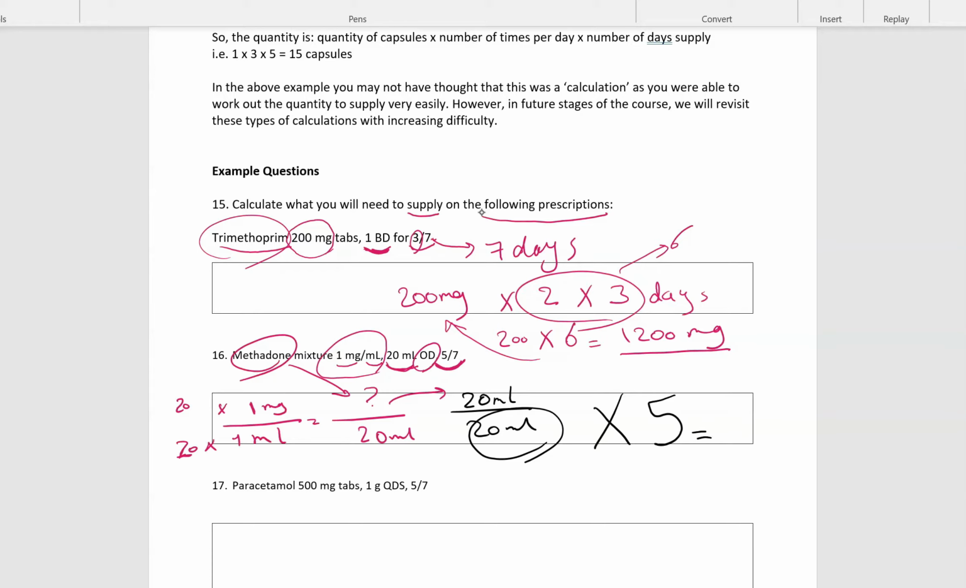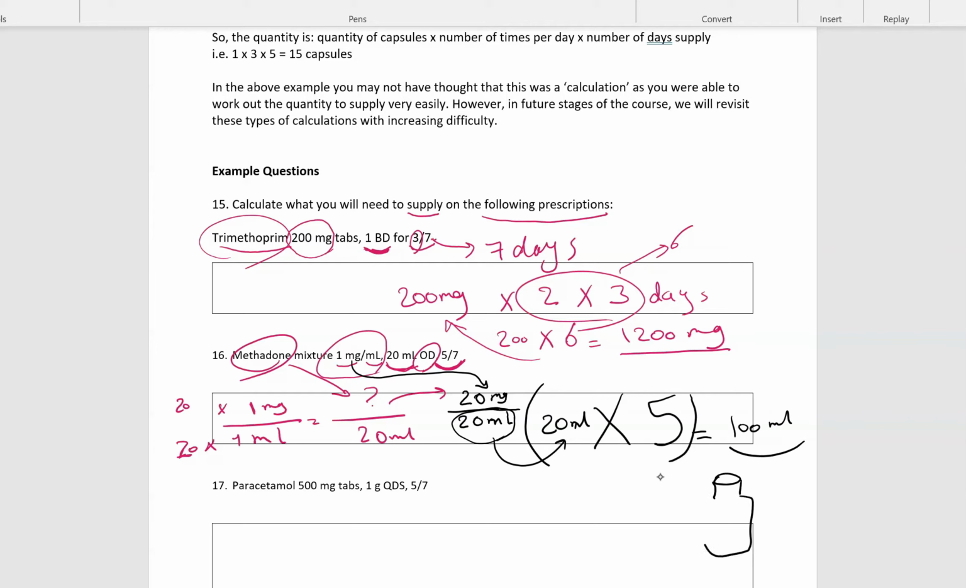So how many milliliters do we need overall? Milligram, here should be milligram, because it comes from here. So how many milliliters do we need? We need 100 milliliters. So you will supply a bottle that is 100 milliliter of methadone with the concentration of this.